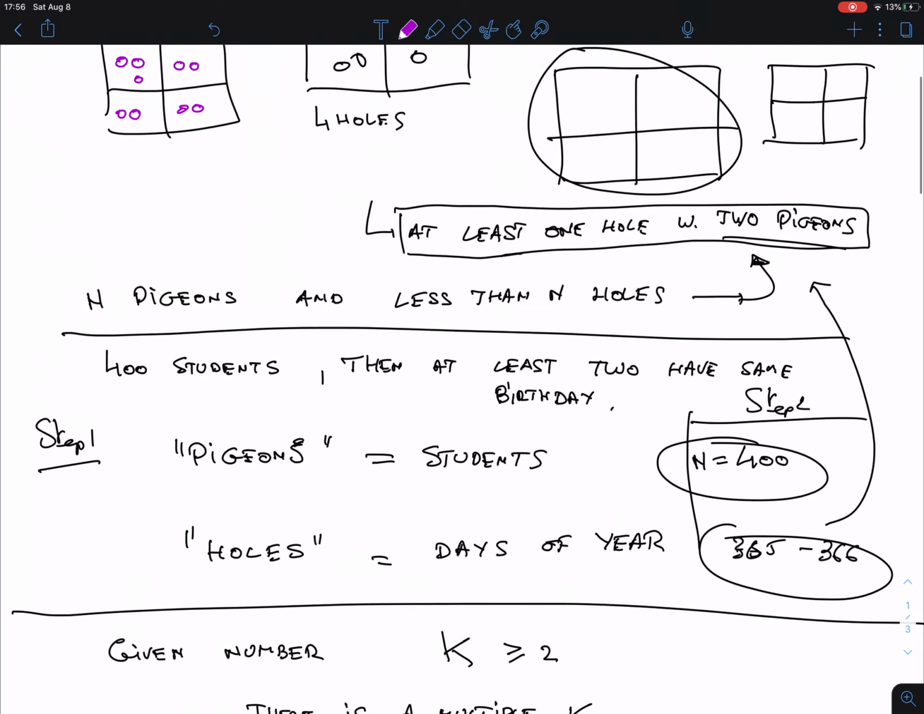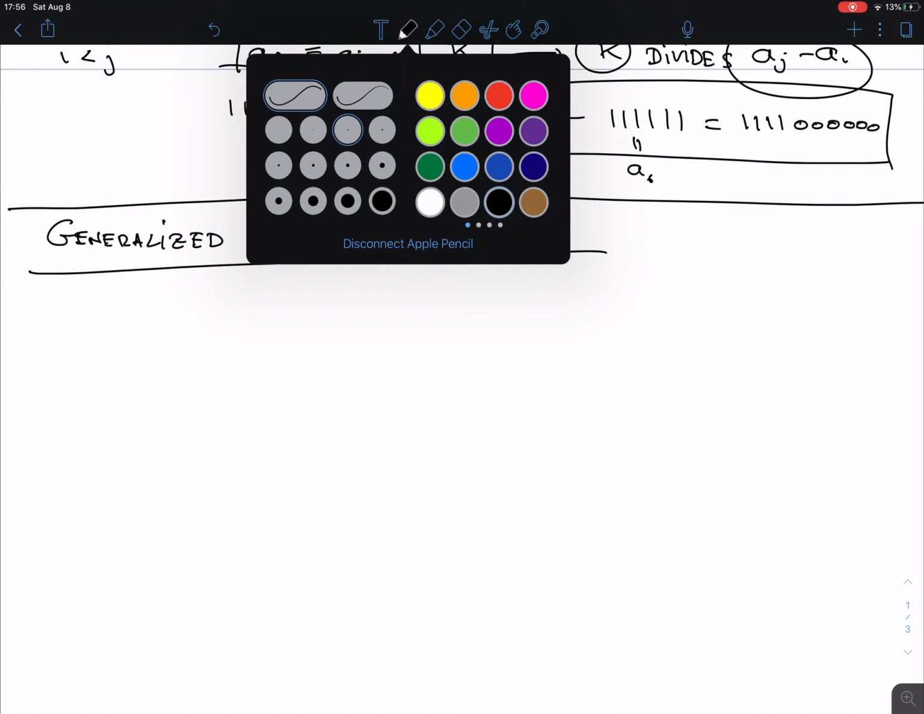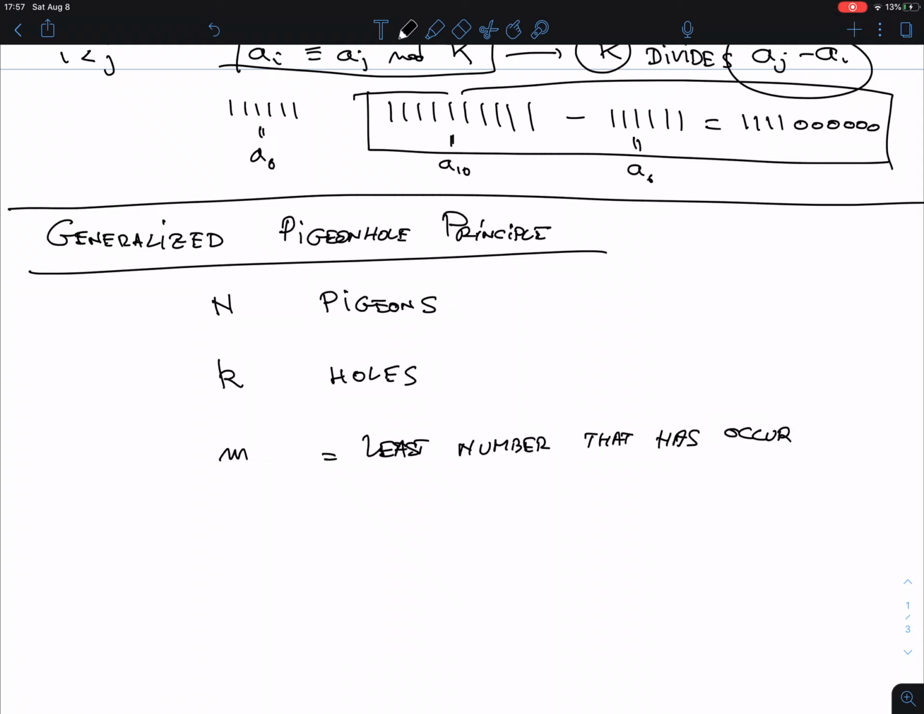So how does that work? Let's analyze this now. What's the formula here? We have n pigeons. I said this is always going to be my n. I haven't used this letter yet, little k, not the big K from the example, but I'm always going to use little k for the number of holes. And m is the least number that has to occur at once.